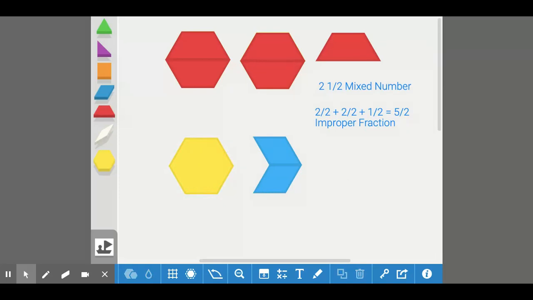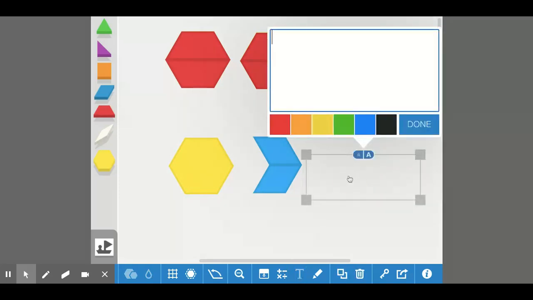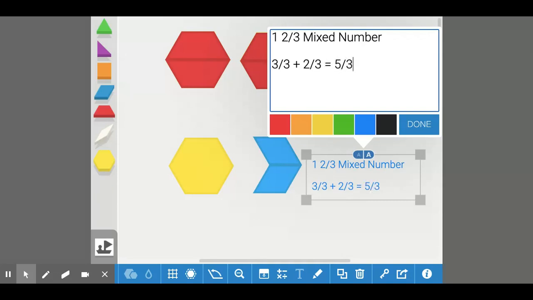So you can write it as a mixed number, 1 and 2/3, or how many blue pieces would make up the whole? How many blue pieces would cover the yellow piece? So we have 1 and 2/3. This is your mixed number, as a whole number and a proper fraction. Or you could write it as there's going to be 3 blue pieces that could make up the whole, plus the 2 blue pieces that are left. So 3/3 plus 2/3 is equal to 5/3. That is your improper fraction.